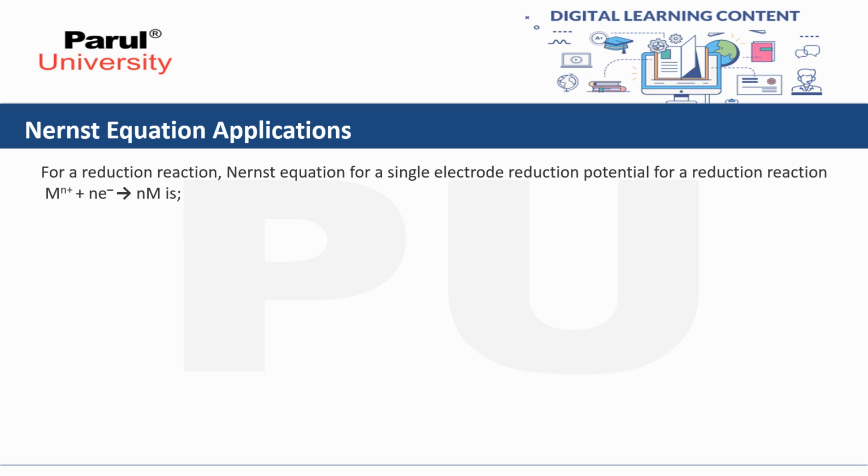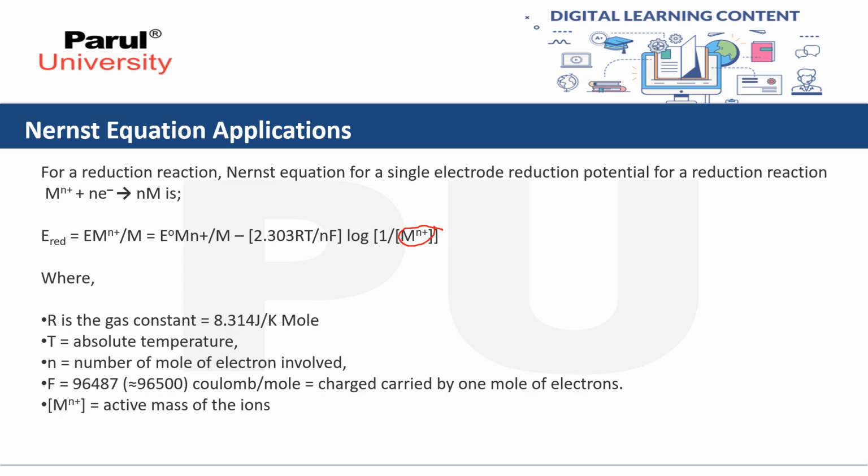The reduction potential for a reduction reaction can be found, suppose M^n+ plus n electrons gives you M. Therefore, the reduction potential, E of M^n+ upon M, is equal to E0 minus 2.303 RT upon nF log of 1 upon the concentration of the reduction electrode, where R is the gas constant 8.314 joule per mole per kelvin, T is the absolute temperature, n is the number of moles of electrons involved, F is equal to 96,487, which is approximately 96,500 coulomb per mole, the charge carried by 1 mole of electrons, and the concentration of M^n+ is the active mass of ions.